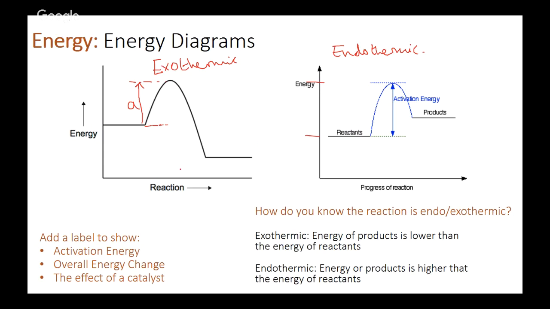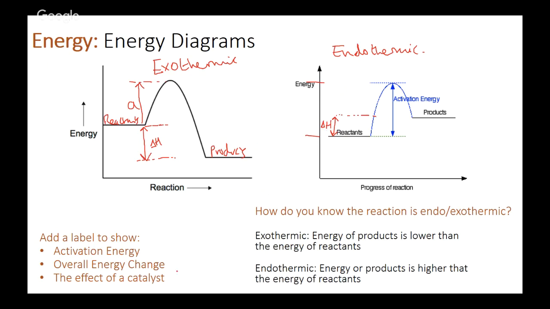You might be asked to draw the overall energy change. So here, for example, the energy of the reactants and the energy of the products, the overall energy change is the difference between the two. So this one here is the overall energy change, or delta H. And on this side, again, just the difference between the reactants and the products. You don't need to know delta H, but you might see it on there as the overall energy change.